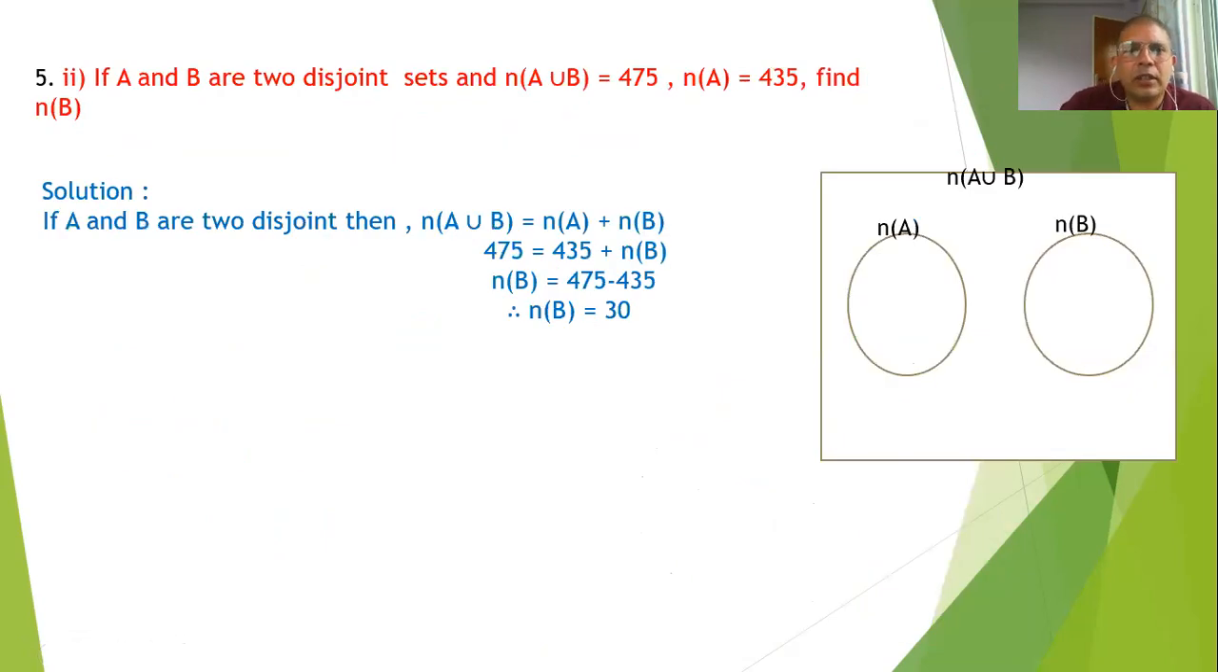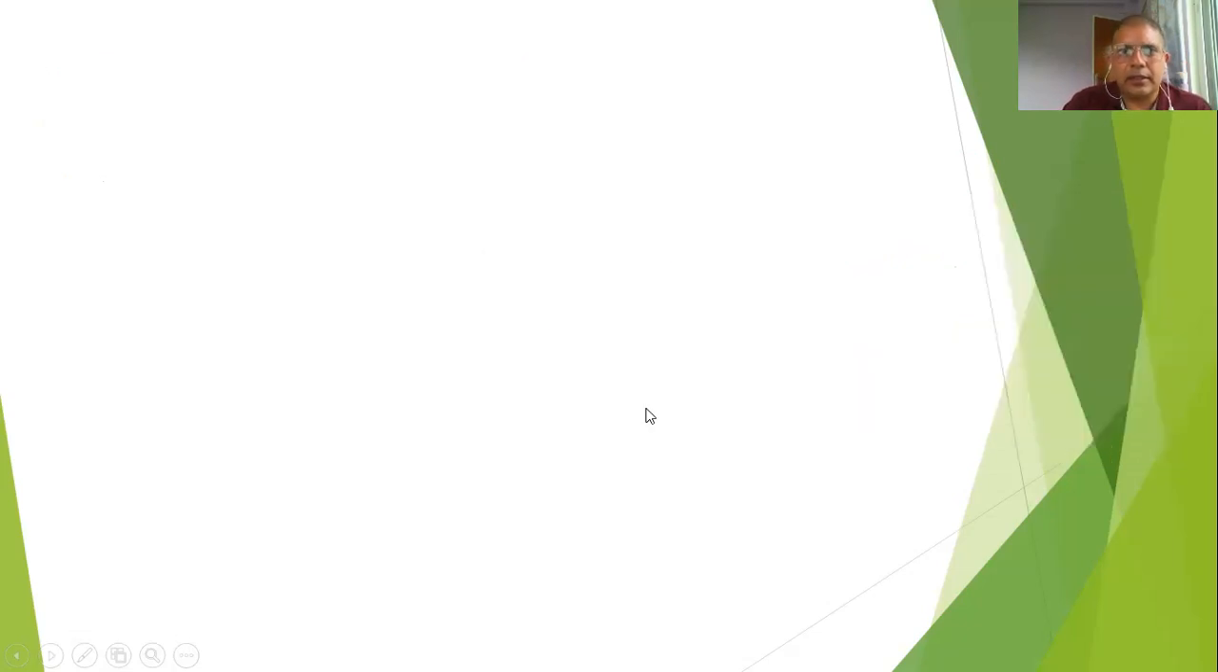The next part is this one: if A and B are disjoint, suppose these two sets are disjoint, no intersection part is there, so you can write down n of A union B is equal to n of A plus n of B. Your question is n of A union B is given there, n of A also given there. We need to find out n of B. Now substitute all these values. It is 65, it is 35 plus n of B. Then find out n of B, it is your 30. It is your solution of this part.